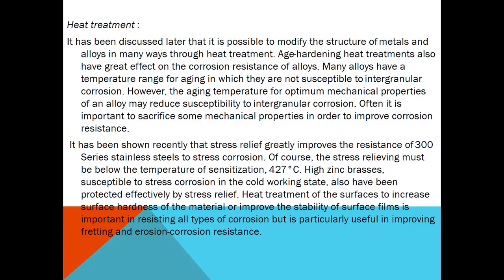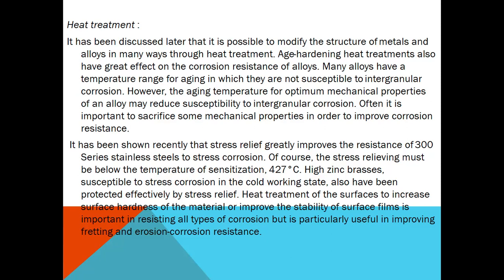Heat treatment. It has been discussed that it is possible to modify the structure of metals and alloys by heat treatment. By controlling precipitation, the temperature for optimum mechanical properties of an alloy may reduce susceptibility to intergranular corrosion. Often it is important to sacrifice some mechanical properties in order to improve corrosion resistance.